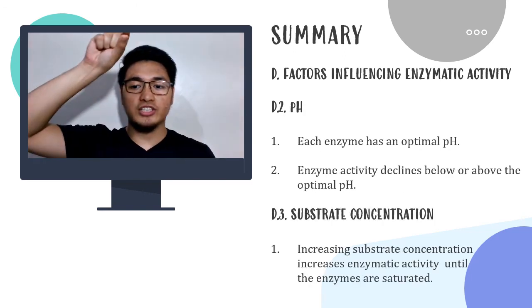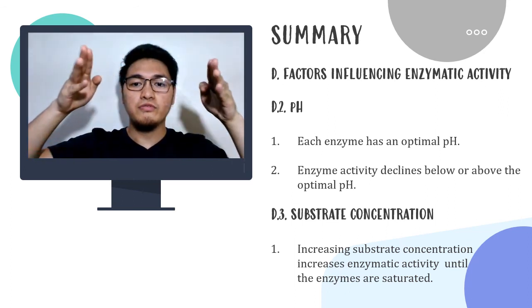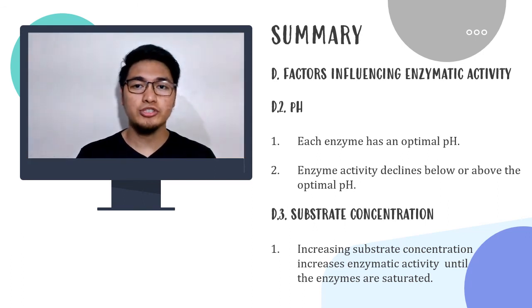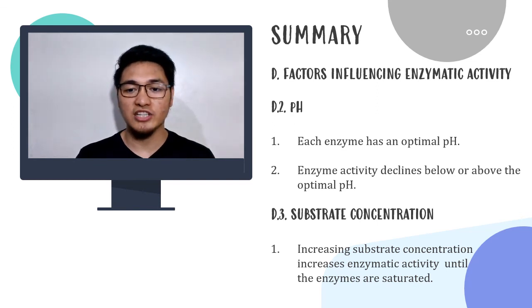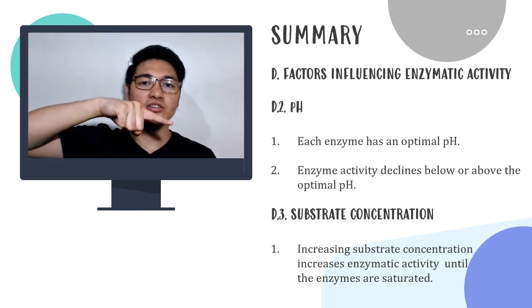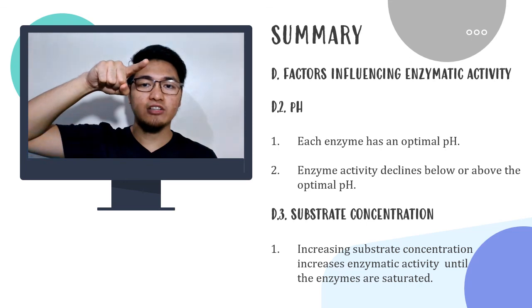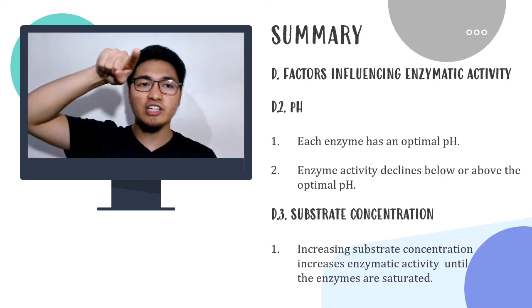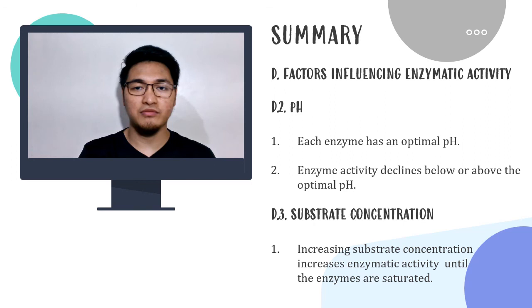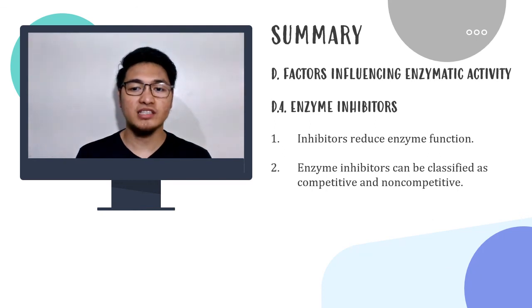Then we also discussed pH. As you go farther away from the optimal pH, enzymatic activity declines, because a change in pH can also lead to protein denaturation. In terms of substrate concentration, enzymatic activity normally increases as you increase the substrate concentration until it reaches a saturation point, wherein increasing the substrate concentration has no further effect on enzymatic activity because the active sites of the enzyme are fully occupied. Lastly, we discussed competitive and non-competitive inhibitors, which reduce enzyme function.